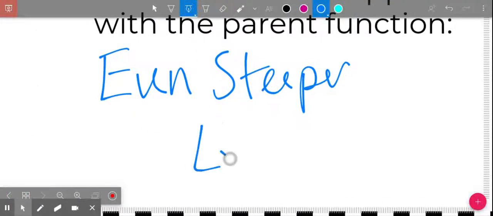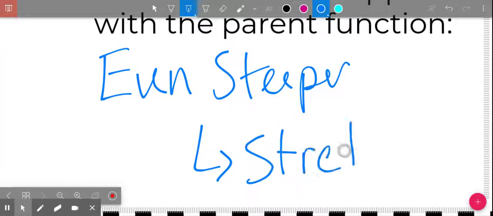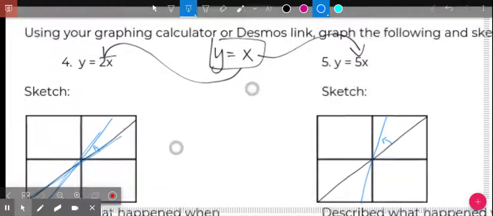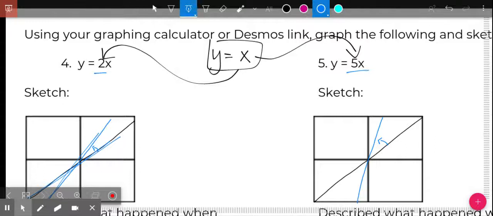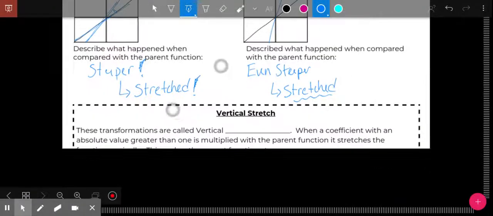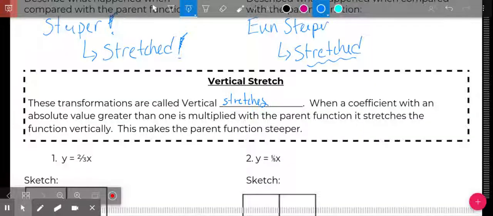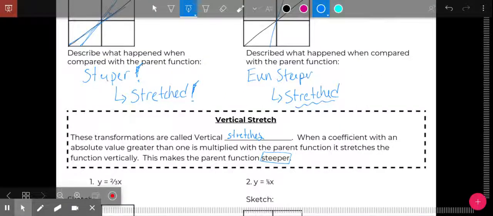Okay, and so we're going to say again, it's been stretched. Anytime we have a whole number in front of the x, we're multiplying the x by a whole number. This is what we call a vertical stretch. These transformations are called vertical stretches. When a coefficient with an absolute value greater than 1 is multiplied with the parent function, it stretches the function vertically. This makes the parent function steeper. So anytime you see a whole number, that's going to make it steeper.